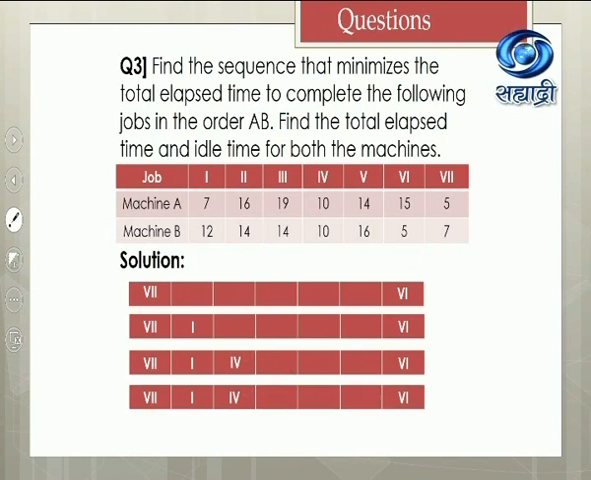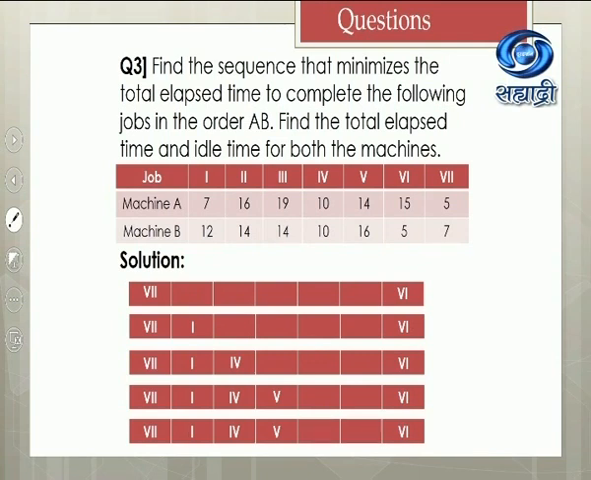Then 7, 1, 4. Now you have to check only from 2, 3 and 5. The minimum is 14, which corresponds to 2, 3, 5, all 3. So you can just write 5, which goes for machine A. Then again the minimum is 2 and 3 remain. Both 2 and 3 are for machine B, so you start writing from the right hand side. And hence the optimal sequence is obtained as 7, 1, 4, 5, 3, 2, 6.